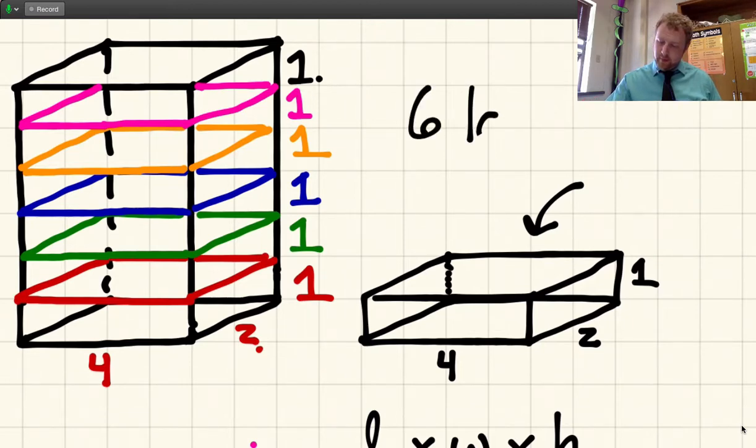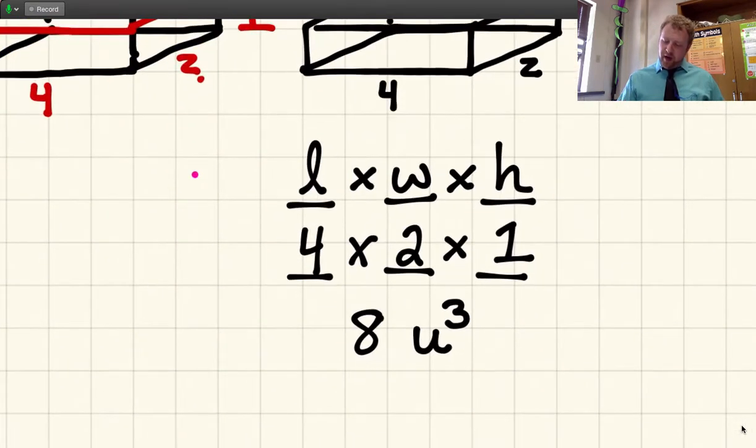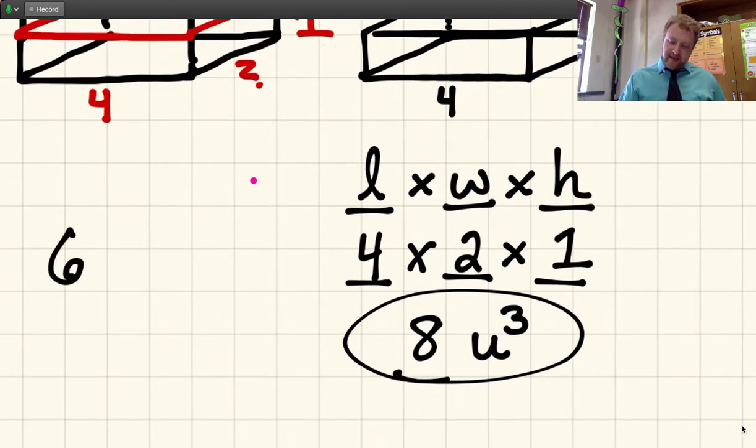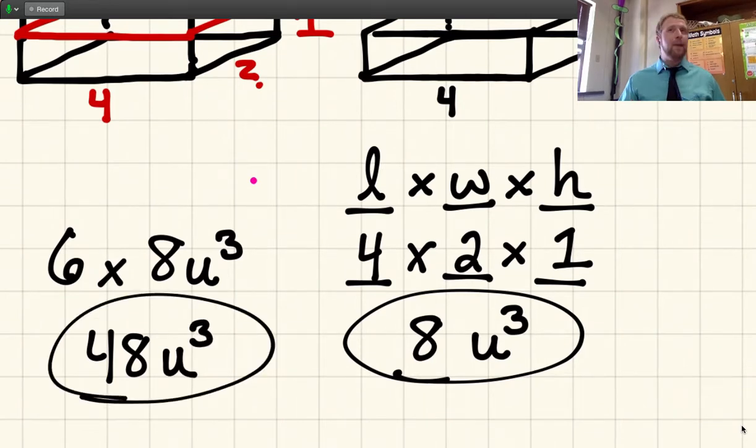6 layers. Each layer has a volume of 8 units cubed. So that's like saying 6 times 8 units cubed. What's 6 times 8? It'll be a total of 48 units cubed. It's like adding up all the layers.